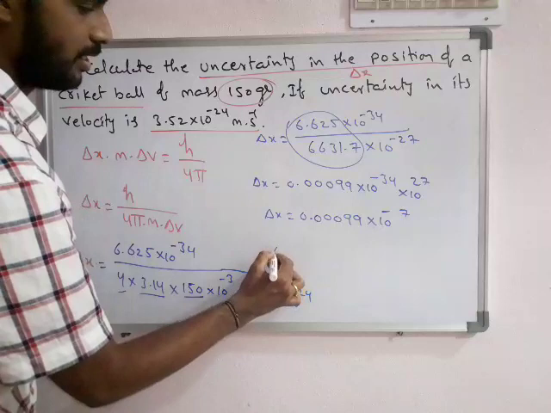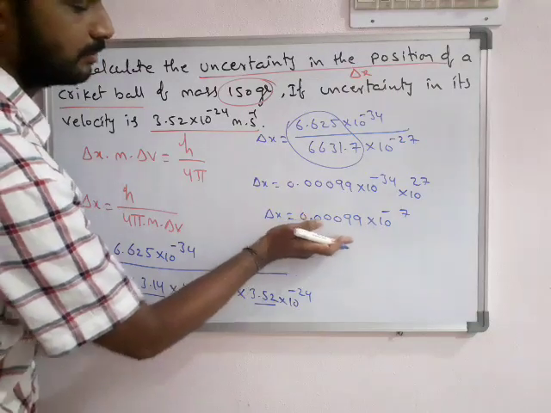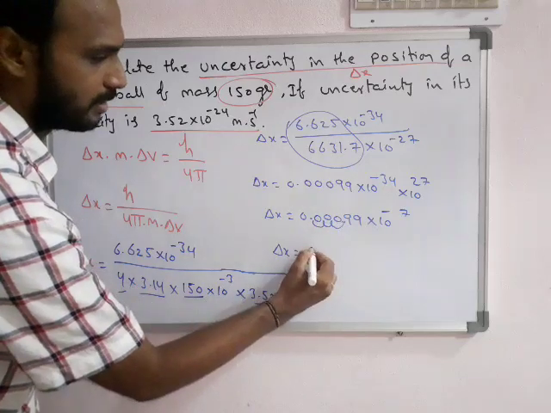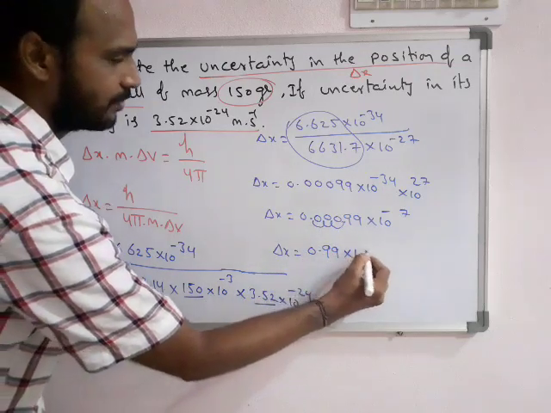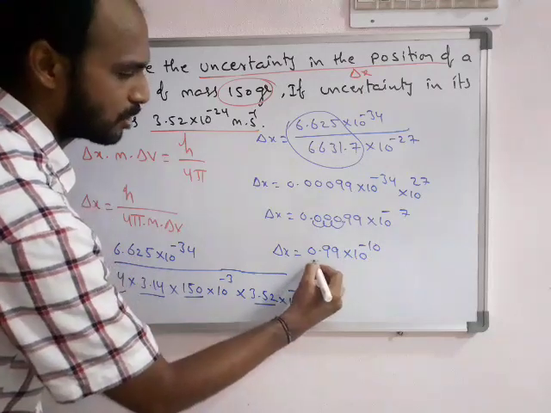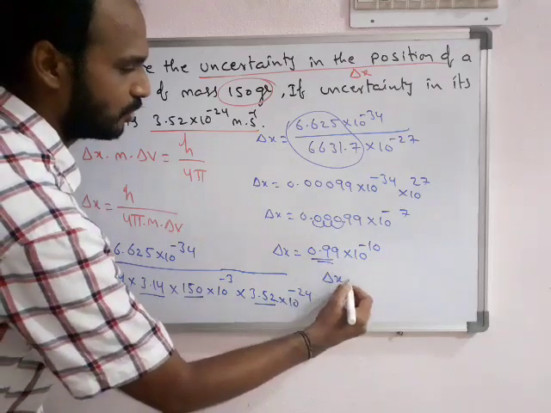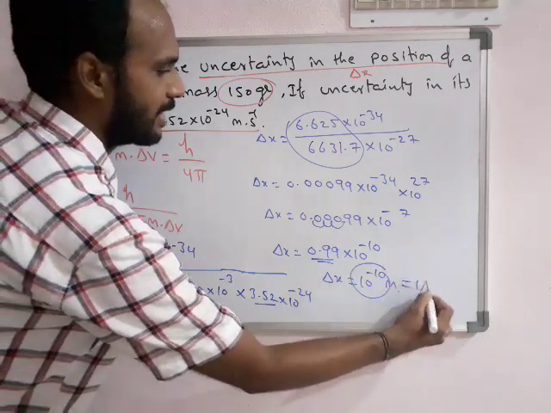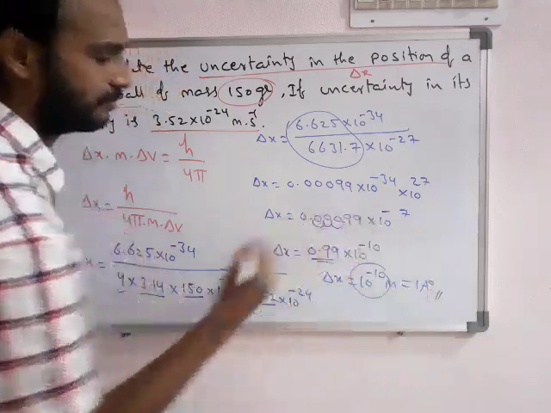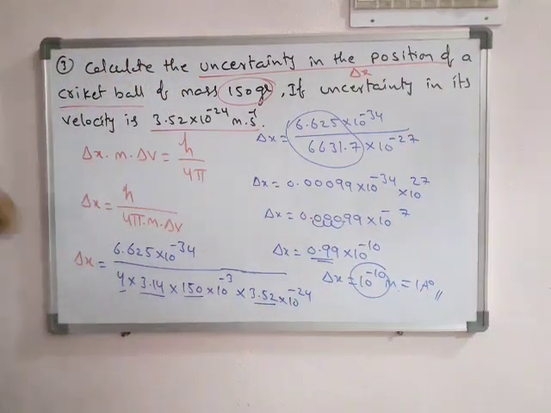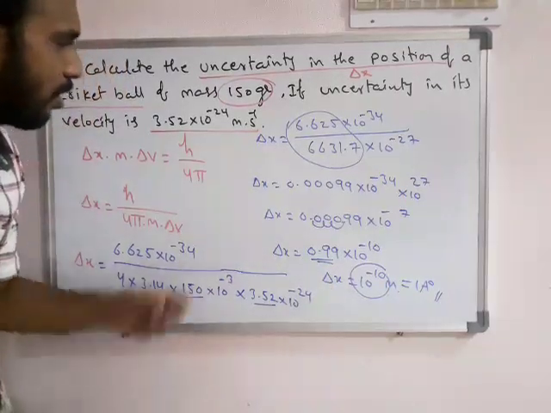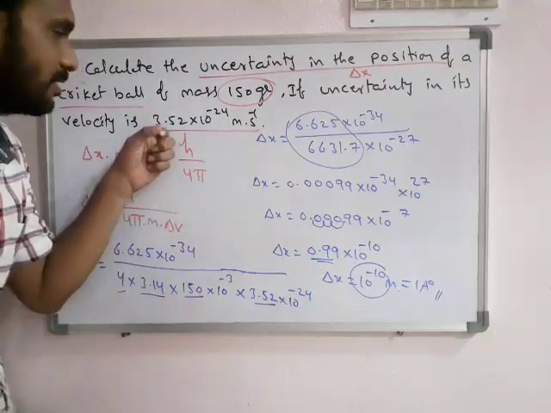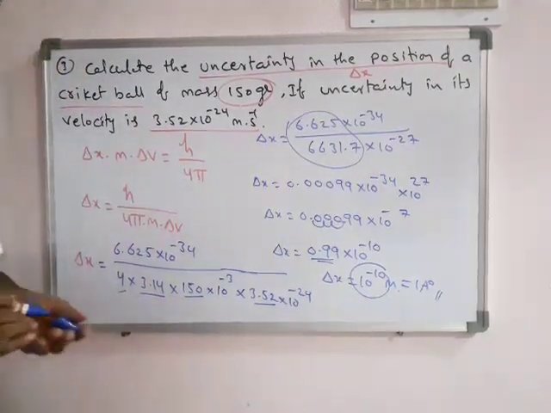Okay, so approximately we can conclude a final value. That is 0.99, and for minus 3 to become minus 10. So approximately it can be taken as 1. So delta x is equal to 10 power minus 10 meters, which can be written as 1 angstrom. Okay, so this is the uncertainty in its position. If its mass is 150 gram, its uncertainty in velocity is this much. Okay, so write down.